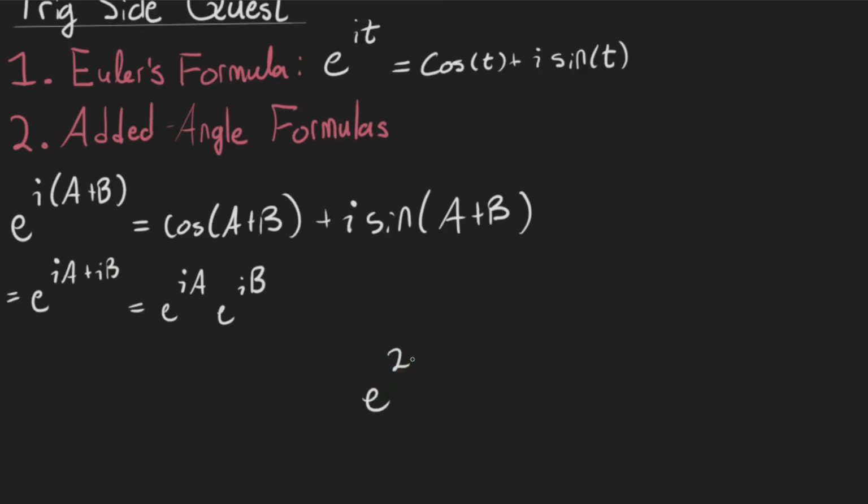If you imagine we have e to the 2 plus 3, which is equal to e times itself 5 times, which is the same as e times itself 2 times, times e times itself 3 times. It's a lot of times in the same sentence, but I think you get what I mean.